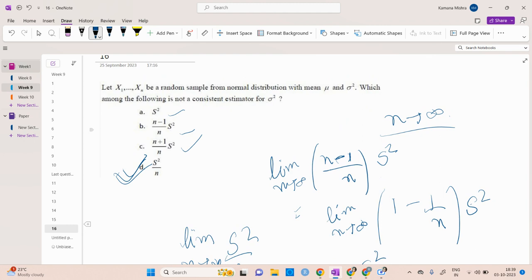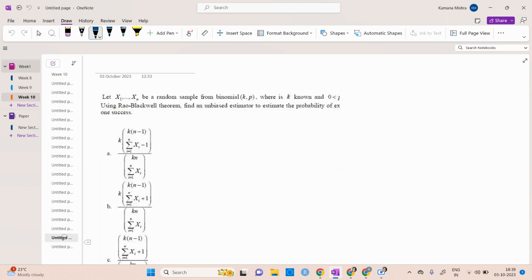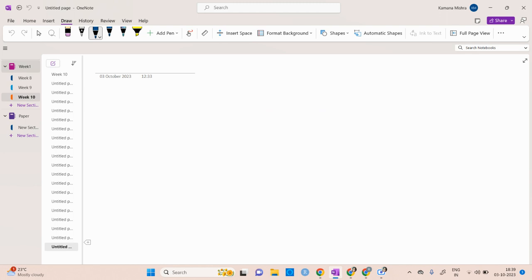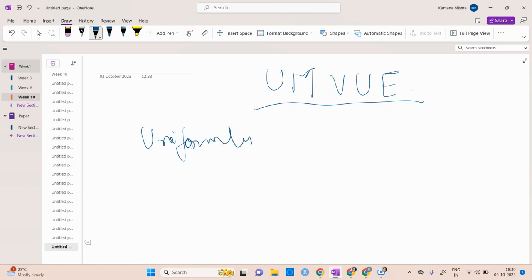So this is all about the last class we had, and now for today's class we will solve questions basically on finding the UMVUE, which means uniformly minimum variance unbiased estimator.